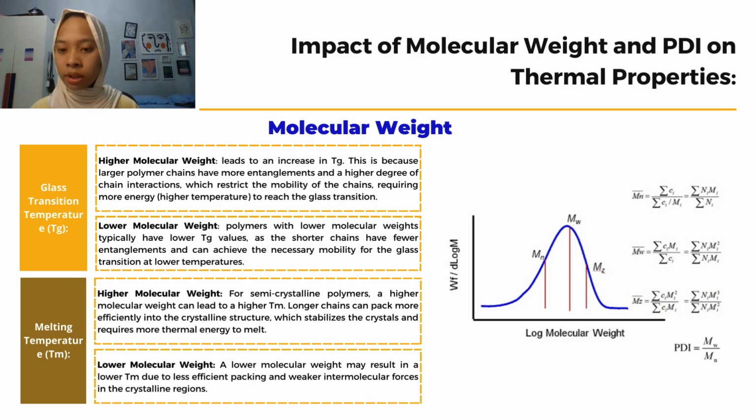For melting temperature, a higher molecular weight. For semicrystalline polymers, a higher molecular weight can lead to higher Tm. Longer chains can pack more efficiently into the crystalline structure, which stabilizes the crystals and requires more thermal energy to melt. For lower molecular weight, it may result in a lower Tm due to less efficient packing and weaker intermolecular forces in the crystal region.